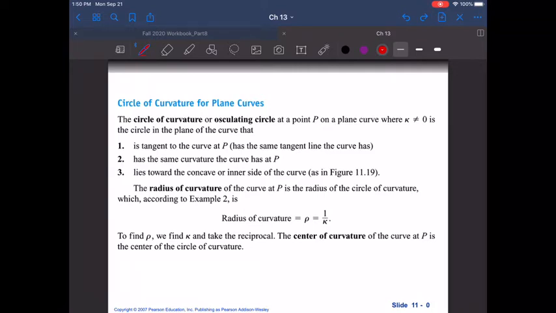The radius of curvature of the curve at P is the radius of the circle of curvature, which, according to example 2, we're going to call rho. That's the Greek letter rho, and it's going to be 1 over kappa. To find rho, we find kappa and take the reciprocal. The center of curvature of the curve at P is the center of the circle of curvature.